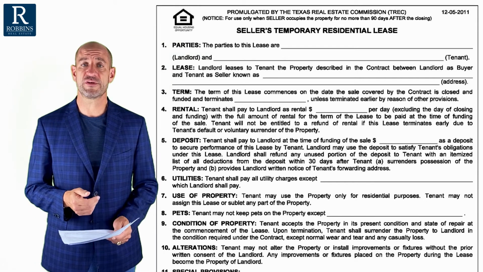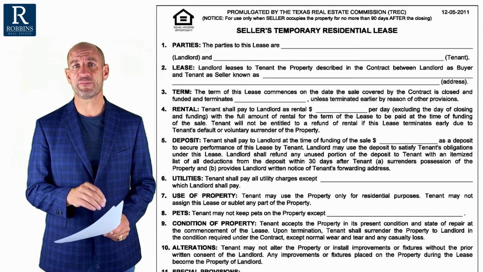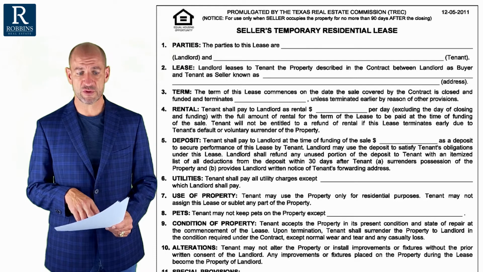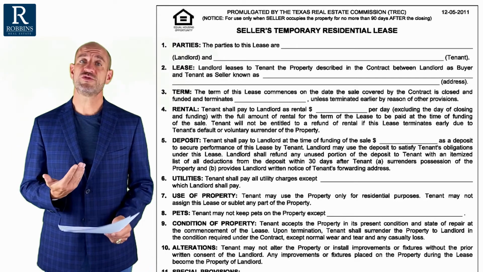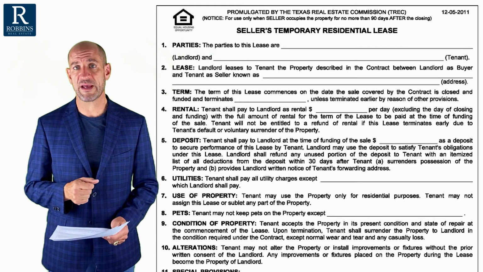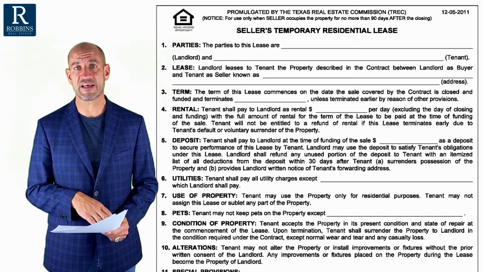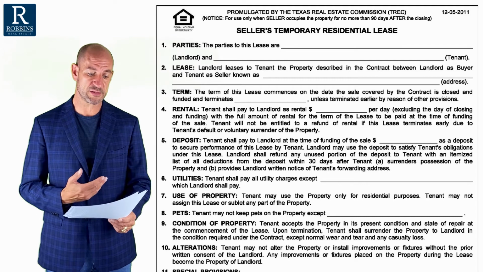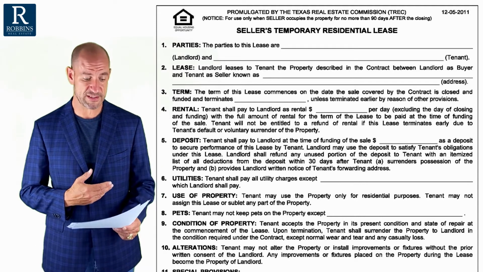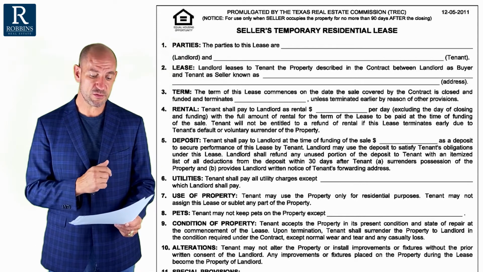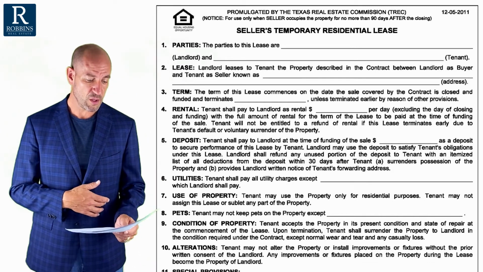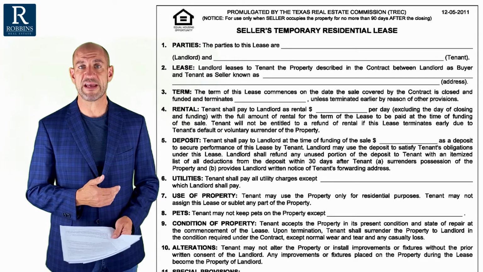Paragraph 5 is a security deposit. Most of the time we do not see a security deposit, and buyers and sellers will agree to write 0 in there. Utilities are almost always paid for in entirety by the tenant, and so we will put a not applicable in paragraph 6 because the tenant will pay all of the utilities. Use of property is pretty clear, what the tenant can use the property for. And then pets, paragraph 8.